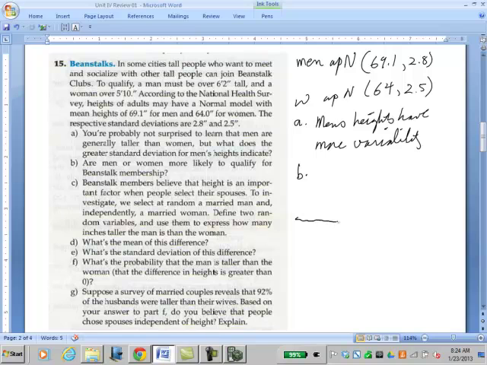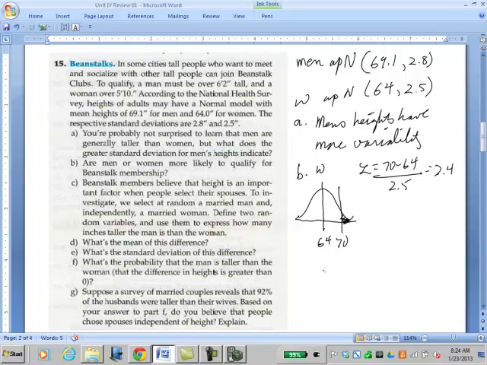B, are men or women more likely to qualify for the beanstalk? You don't have to do this, but I'm going to make a little picture for women. And women, the mean is 64. Now, to qualify for the beanstalk, they've got to be 5'10", which is 70 inches. So here's where they qualify for the beanstalk. So what's the z-score of qualification for the beanstalk? Well, the z is going to equal 70 minus 64 divided by 2.5, which is 2.4.